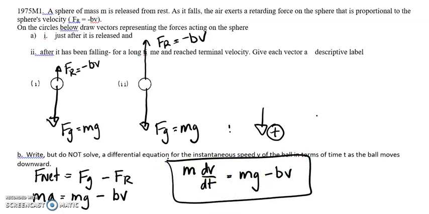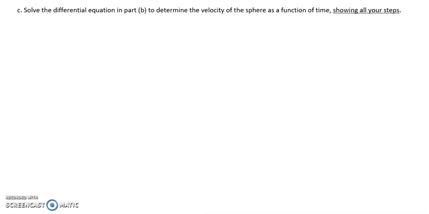Great. Okay, so now we're going to solve the differential equation in part B to find the velocity of the sphere as a function of time, showing all your steps. Great. Let me pull out my equation. So we have m times dv/dt, which is the one we just figured out, equals mg minus bv. Great. So first thing, and honestly there are a zillion ways to do this, is we need to separate.